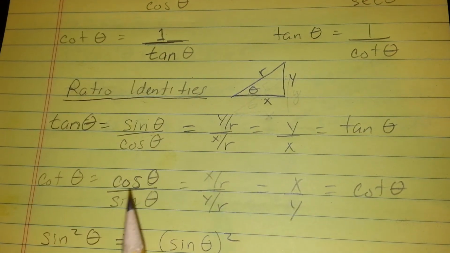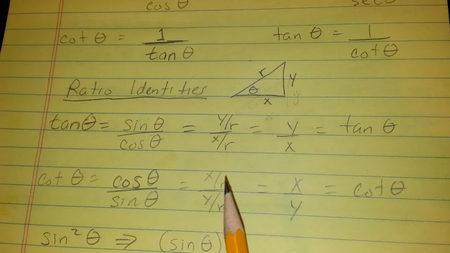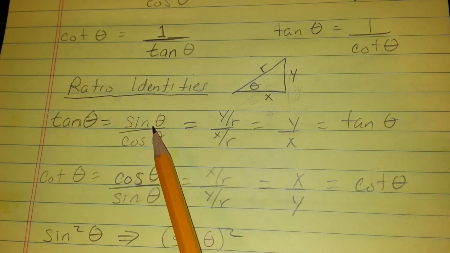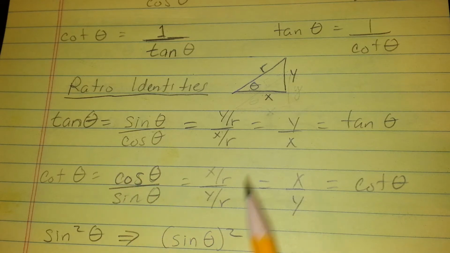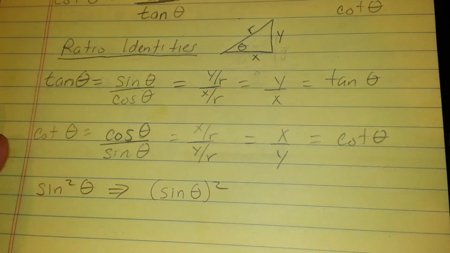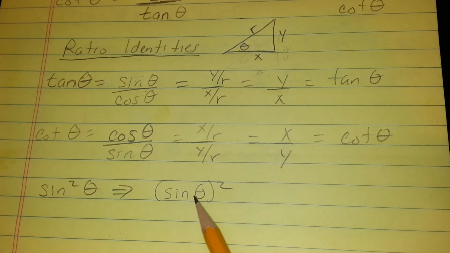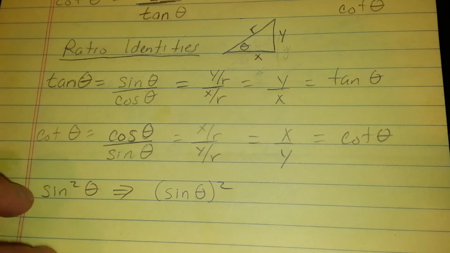That means cotangent is going to be the reciprocal. Since they're reciprocals, it's going to be cosine theta over sine of theta. X over r over y over r, the r's cancel, and cotangent is x over y if we're on the unit circle. So tangent is sine over cosine, cotangent is cosine over sine. I've explained that when we square sine, we write it with the square over the sine and leave theta alone. Sine theta squared would be sine squared theta.